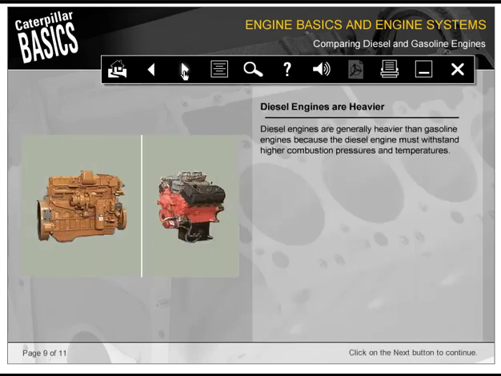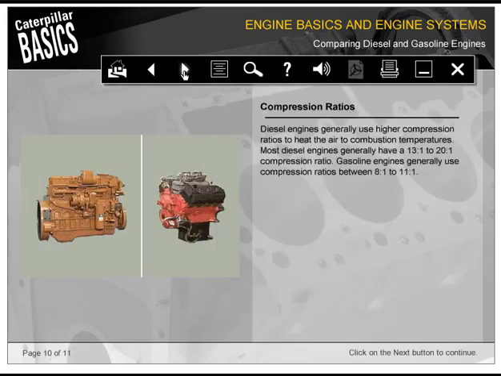Diesel engines are generally heavier than gasoline engines because the diesel engine must withstand higher combustion pressures and temperatures. Diesel engines generally use higher compression ratios to heat the air to combustion temperatures. Most diesel engines generally have a 13:1 to 20:1 compression ratio. Gasoline engines generally use compression ratios between 8:1 and 11:1.